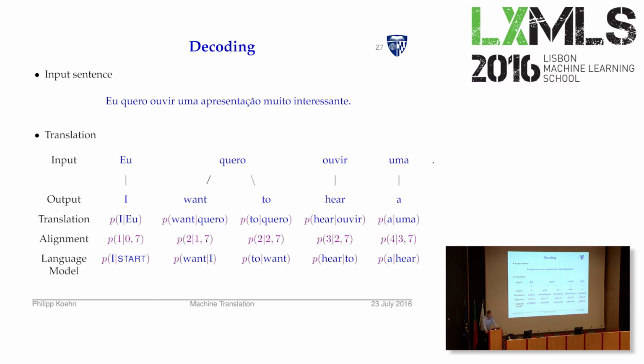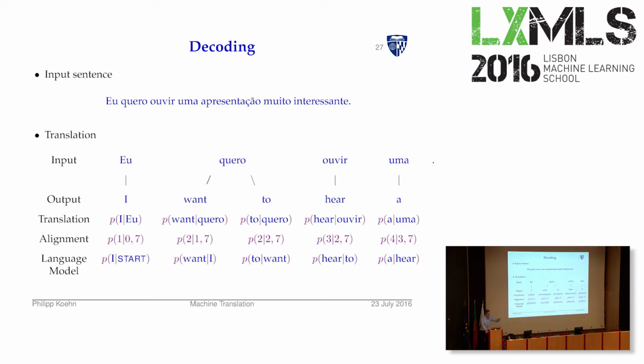Okay, anyway, so we have all the probabilities there. It starts with the translation probability, which just maps based on the word mapping. You know, how likely is "I" a translation of EU? Then the alignment probability that I just introduced, saying how likely is it that I start with position 1, translating the first word, given that the previous word was the beginning of the sentence, so 0, and the foreign sentence has 7 words. And then we also have the language model. Here's just a bigram language model because I didn't have enough space on the slide.